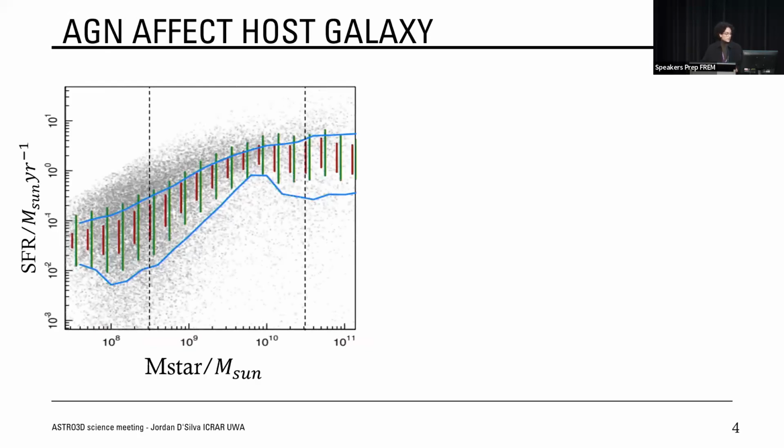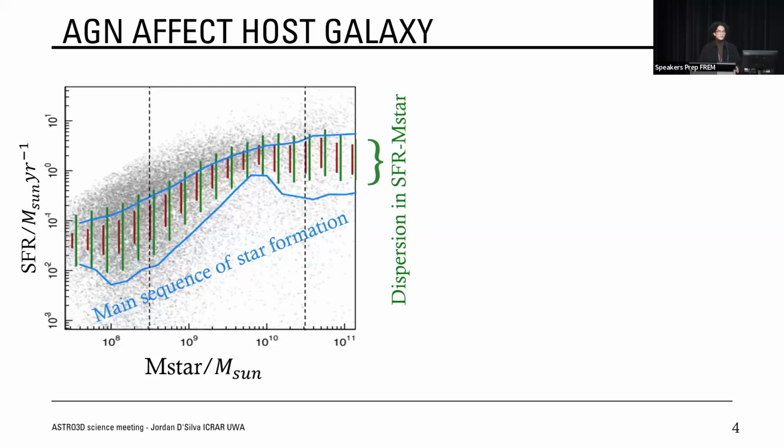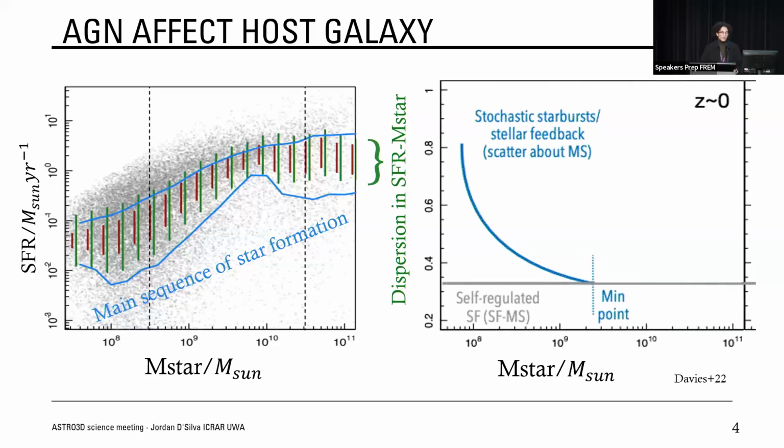An example of this is what I'll show here. This is the star formation rate stellar mass plane. And the blue outline here is the locus of these points, often known as the main sequence of star formation. The thing I want to draw your attention to is the dispersion in the star formation main sequence, shown by the green error bars here. Towards low stellar masses, you see an increase in the dispersion, which is thought to be driven by stellar feedback and stochastic starbursts.